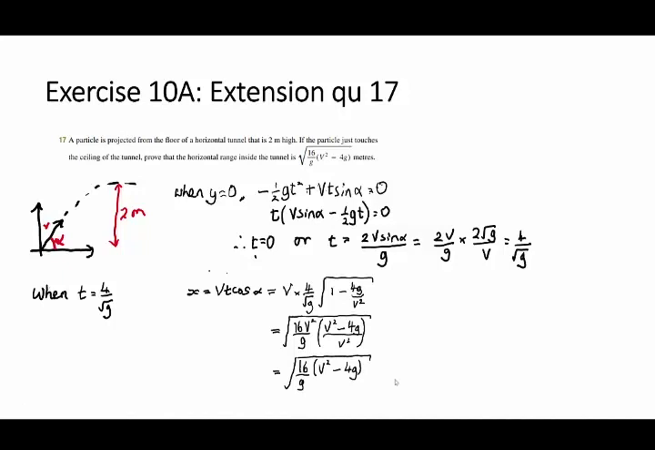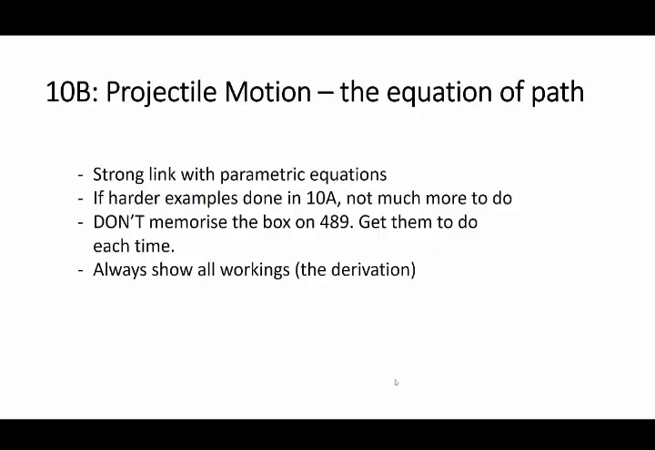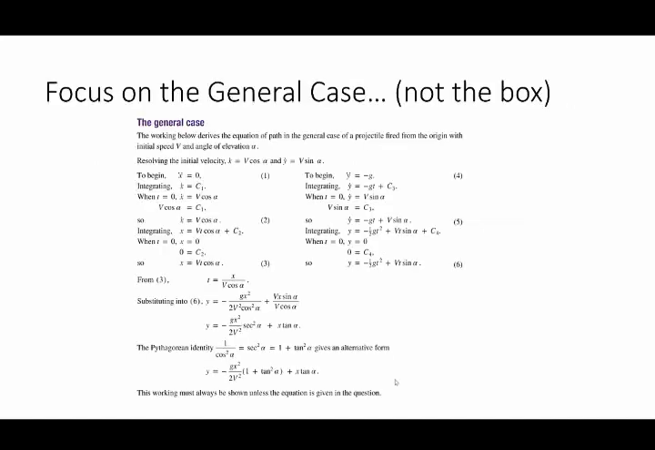So that's nice because you're talking in general terms, and in general terms is exactly what 10b starts to go into. So the equation of path is what we're looking at here, this idea that we could find a Cartesian equation of the path. There's a strong link here with parametric equations, and as I say, if we've done some harder examples in 10a, there isn't a lot more to do here, but an important point to make to the students is do not memorise the box on page 489. They need to do it each time, and we always need to show all our workings, so the derivation of where I'm getting these things from.